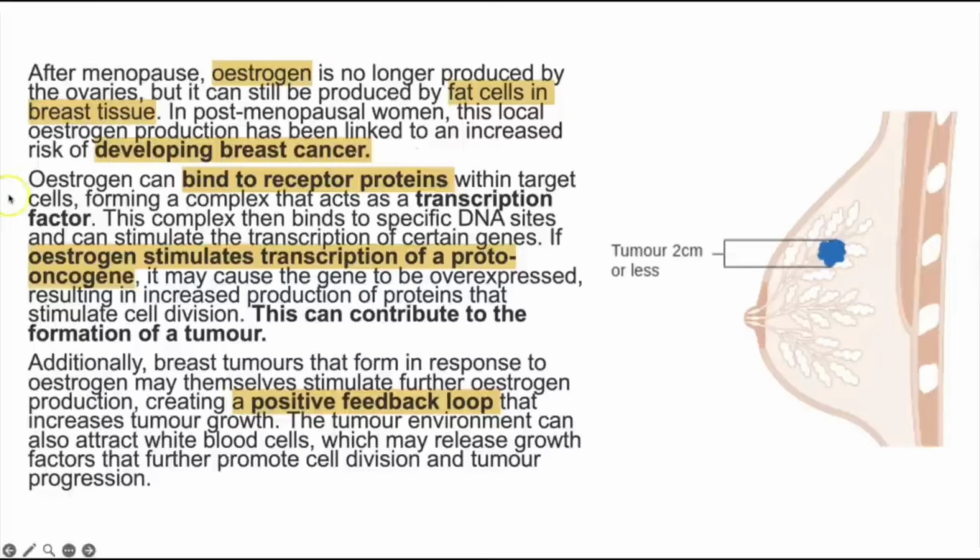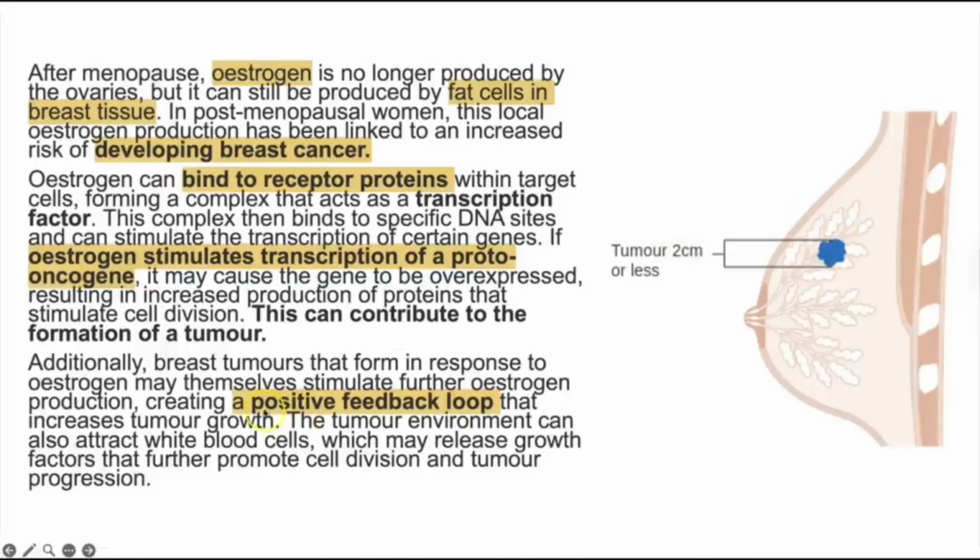And that goes back to what we looked at in transcriptional factors, because estrogen can bind to receptor proteins on transcriptional factors to activate the transcriptional factor. And that transcriptional factor can then bind and initiate transcription. So if estrogen stimulates transcription of a proto-oncogene, it can cause that gene to be constantly transcribed, and therefore you're going to be making that protein all the time that stimulates cell division, and that can contribute to a tumour forming in the breast tissue, because that is where this estrogen is being produced.